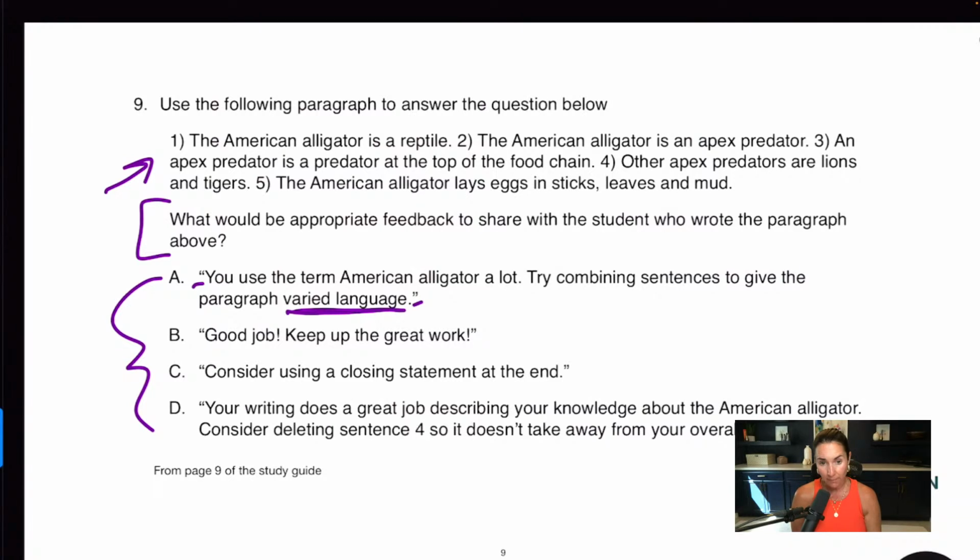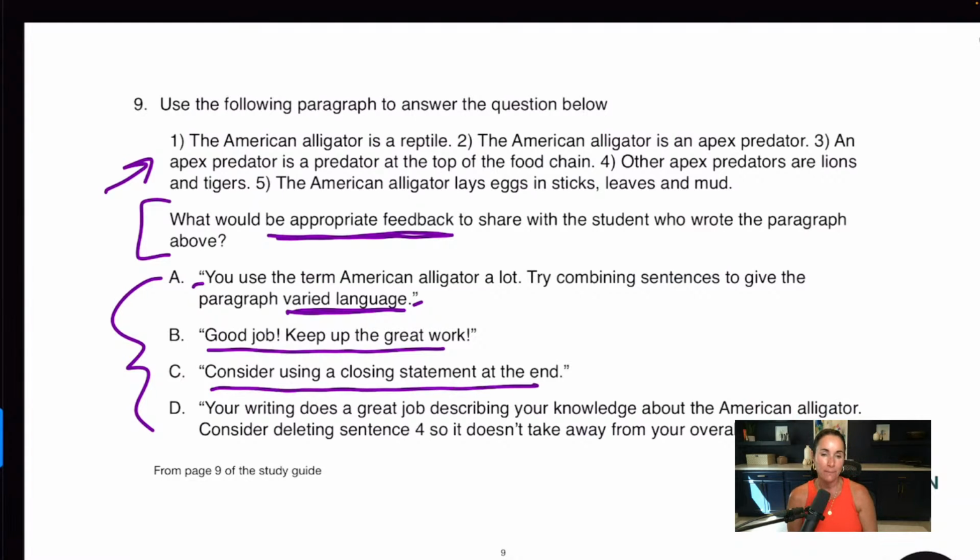B, good job. Keep up the great work. B stands out as a bad answer. Even though it's positive, it's not specific and meaningful. Feedback should be specific and meaningful. And you could see here in the question stem, it says appropriate feedback. C, consider using a closing statement at the end. Okay, this is specific, but it's not real meaningful. I don't love C.